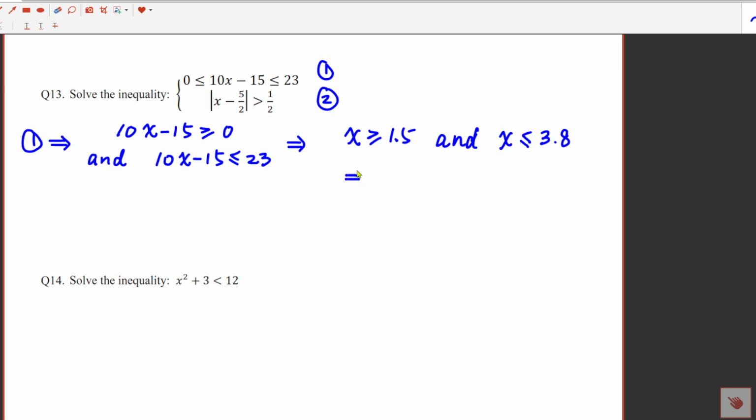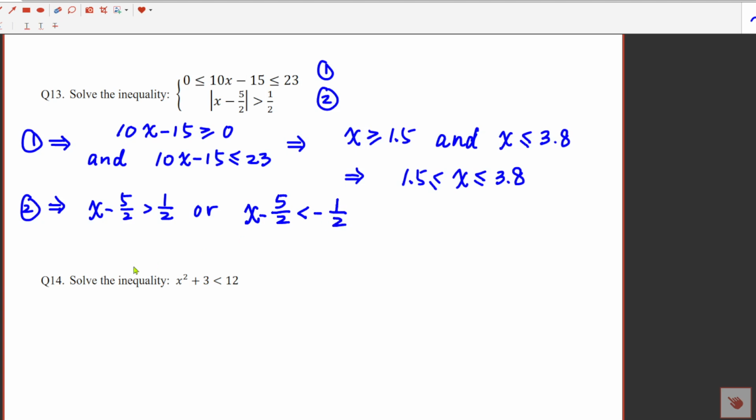Okay, so from the first inequality, we have x is larger than or equal to 1.5, less than or equal to 3.8, right? From the second inequality, we have, well, if the absolute value of a number is larger than 1 over 2, we have x minus 5 over 2 is larger than 1 over 2, or you could also have x minus 5 over 2 is less than negative 1 over 2, right? And from the first inequality we have x must be larger than 1 over 2 plus 5 over 2, which is 3. From the second inequality here we have x is smaller than 2. So from the second inequality we have x is larger than 3 or x is smaller than 2.